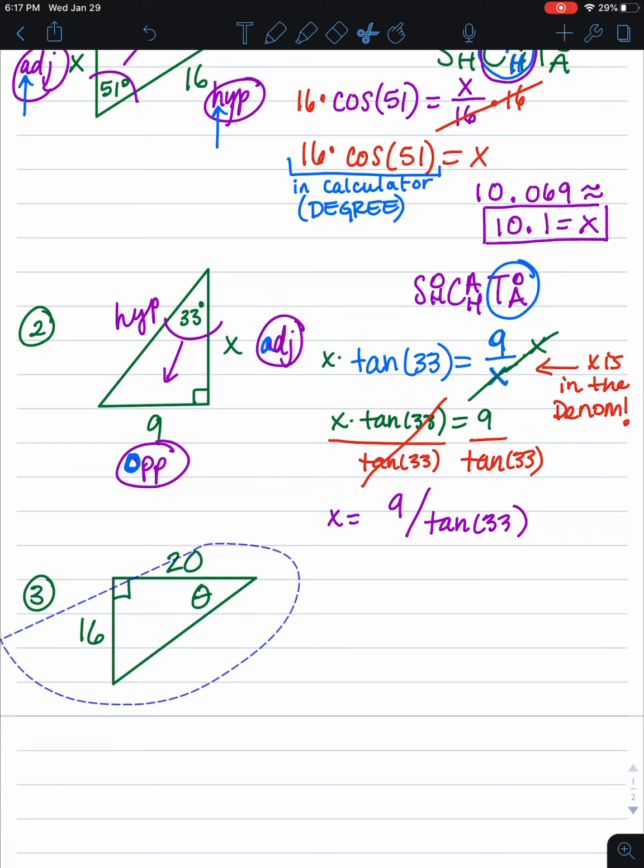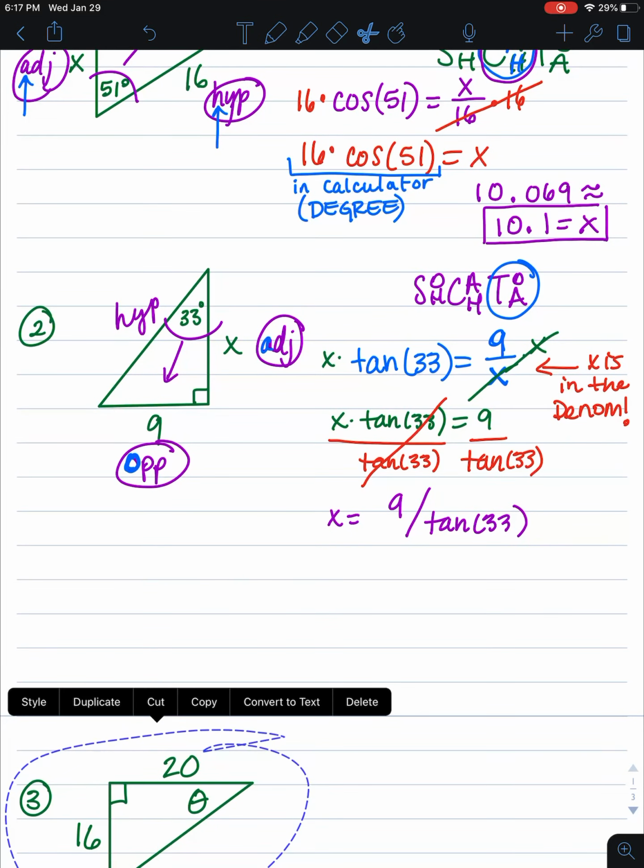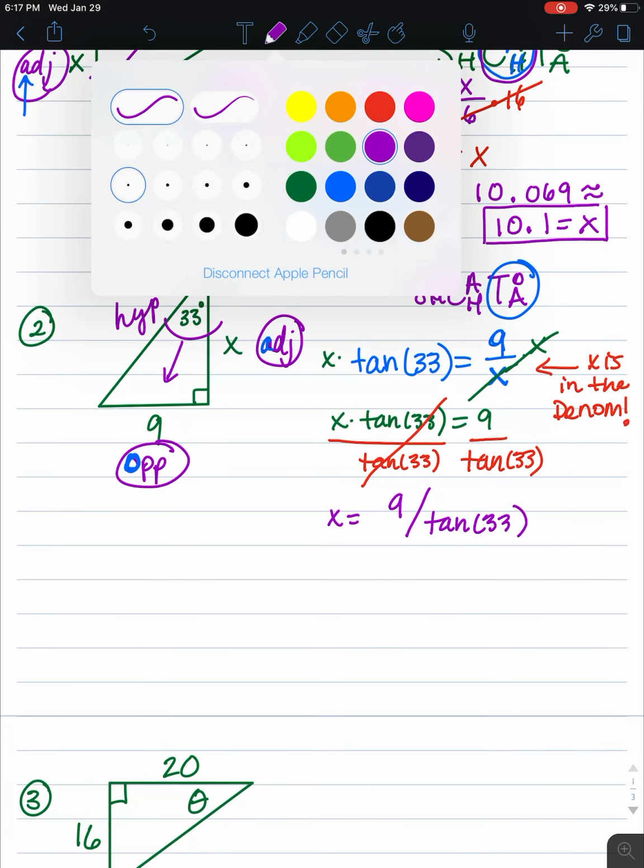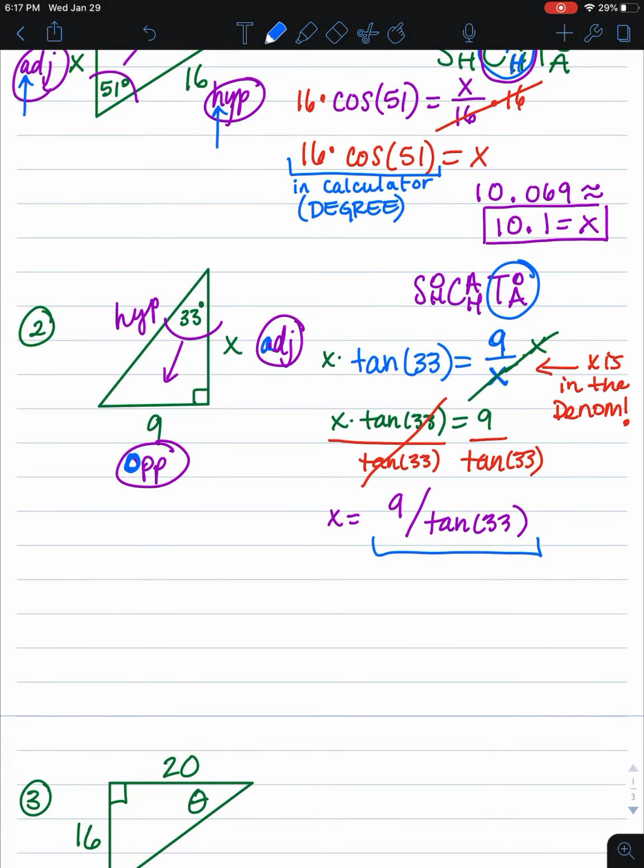Seems kind of weird, but that's what you're doing. You're typing this right here in your calculator. Make sure you're in degree mode. 9 divided by tangent of 33 is going to be 13.85878 and so on. So we're going to round that to the nearest tenth, which is approximately 13.9.